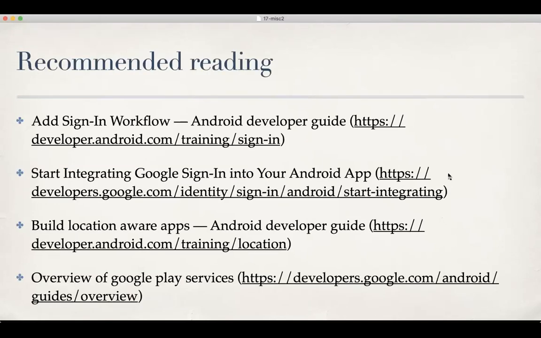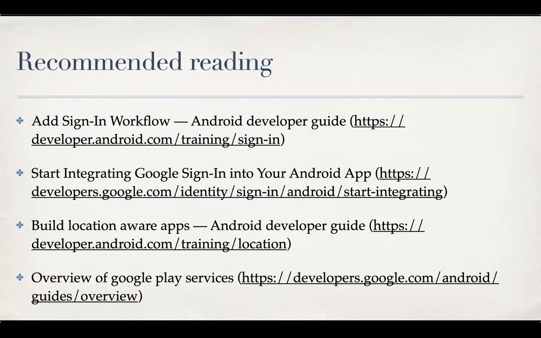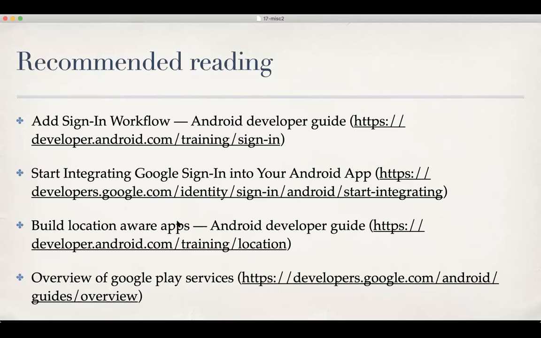So recommended reading resources. So how to add the sign-in workflow and how to integrate Google sign-in with your Android app. These are all from Google Authentic documentation, of course. And then when we go to locations, we have the location aware apps guide, starting with the overview. And in all of this, we'll use Google Play services. So there is a starter page for that as well. Okay, so feel free to take a look at these.